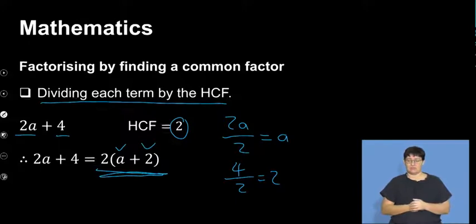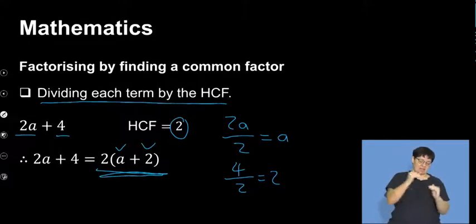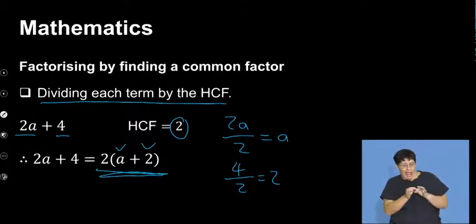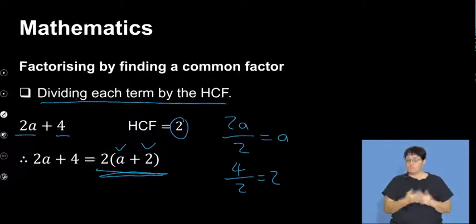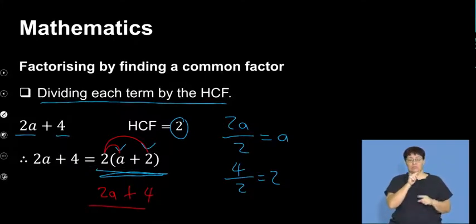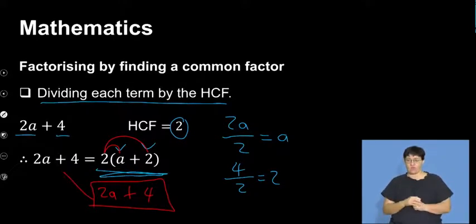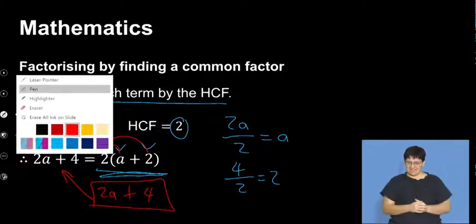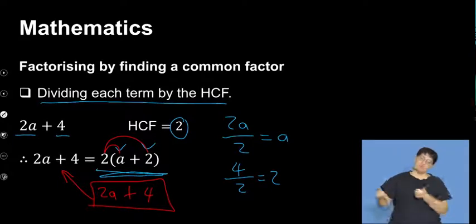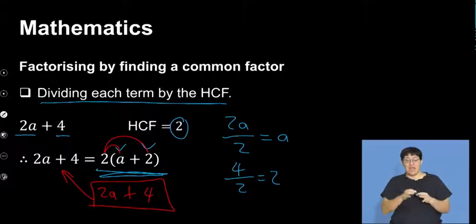And then my common factor will be what is outside the bracket. Remember, I said always try to expand in order to see whether you have done the correct thing or not. If you do that, 2 multiplied by a will give us 2a, plus 2 multiplied by 2 will then give us 4. So you can see that this is the same as what we had as a question. Because remember, I said factorizing is the reverse of expanding. So it means if I expand, it must take me back to what the question was.